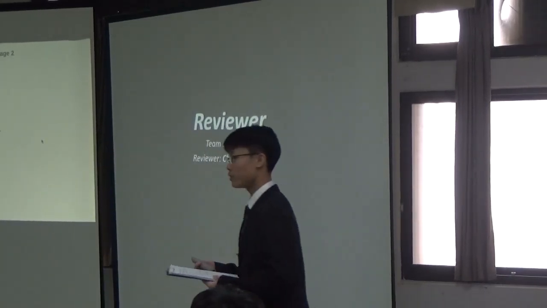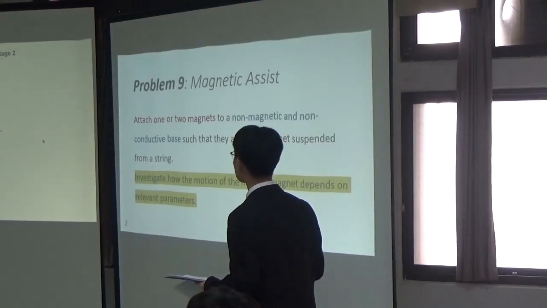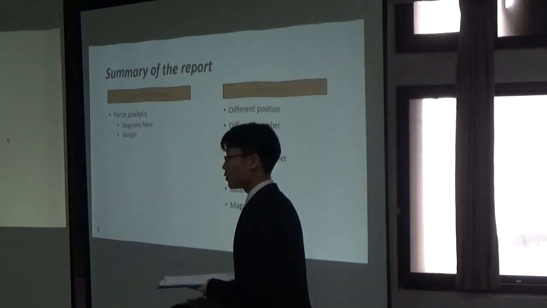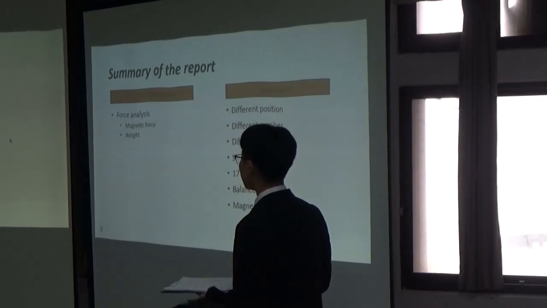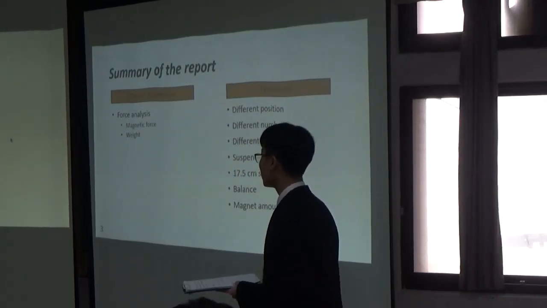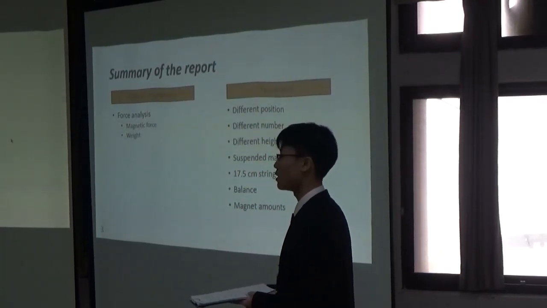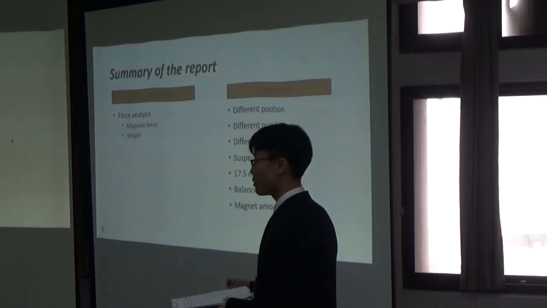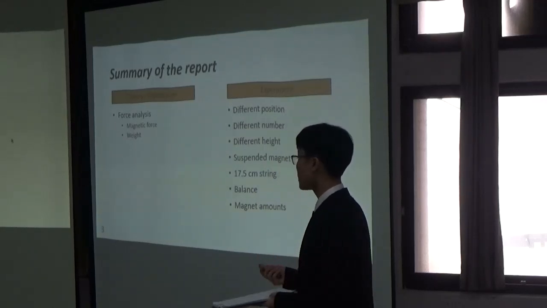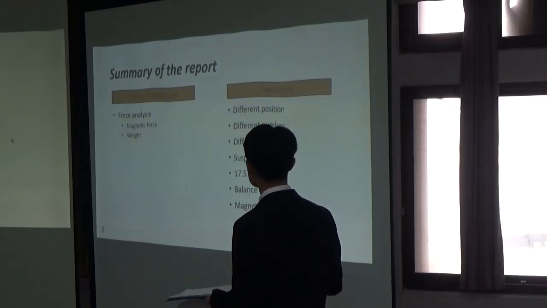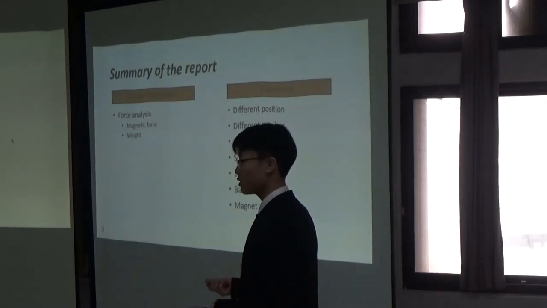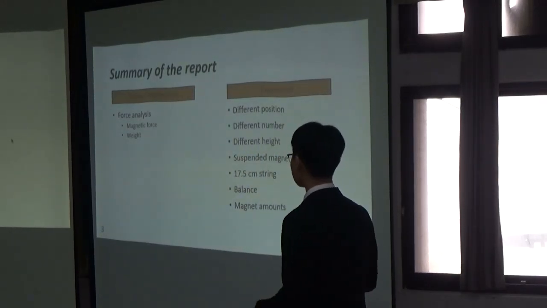Everyone, I'm a reviewer from Team Bernoulli, and today I'm going to review problem number 9, magnetic assist. For the summary of the report, it used a theory for force analysis of the magnetic force and the weight of the magnet. The experiment used different parameters like different positions, different numbers, different heights, and a suspended magnet, and he used a 17.5 centimeter string to do the experiment.